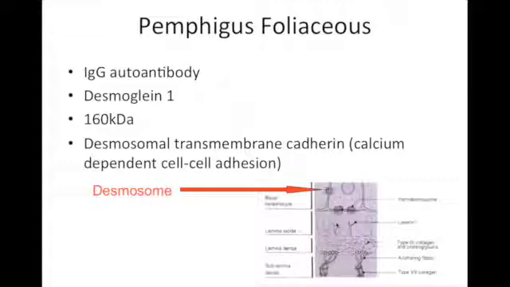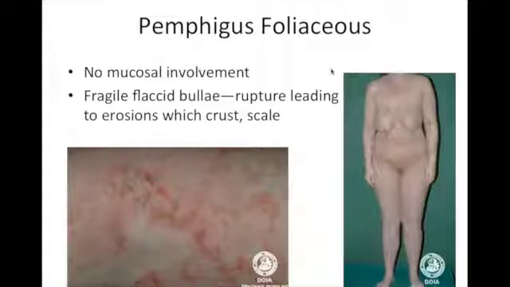And you can see here, this is just the basement membrane zone. These are the basilar keratinocytes, and hemidesmosomes connect the cell to the basement membrane zone to intermediate fibers, whereas desmosomes connect two cells together, rather than to a matrix. Now, like I said, PF doesn't typically have mucosal involvement, and that's because of where the desmoglein 1 location is.